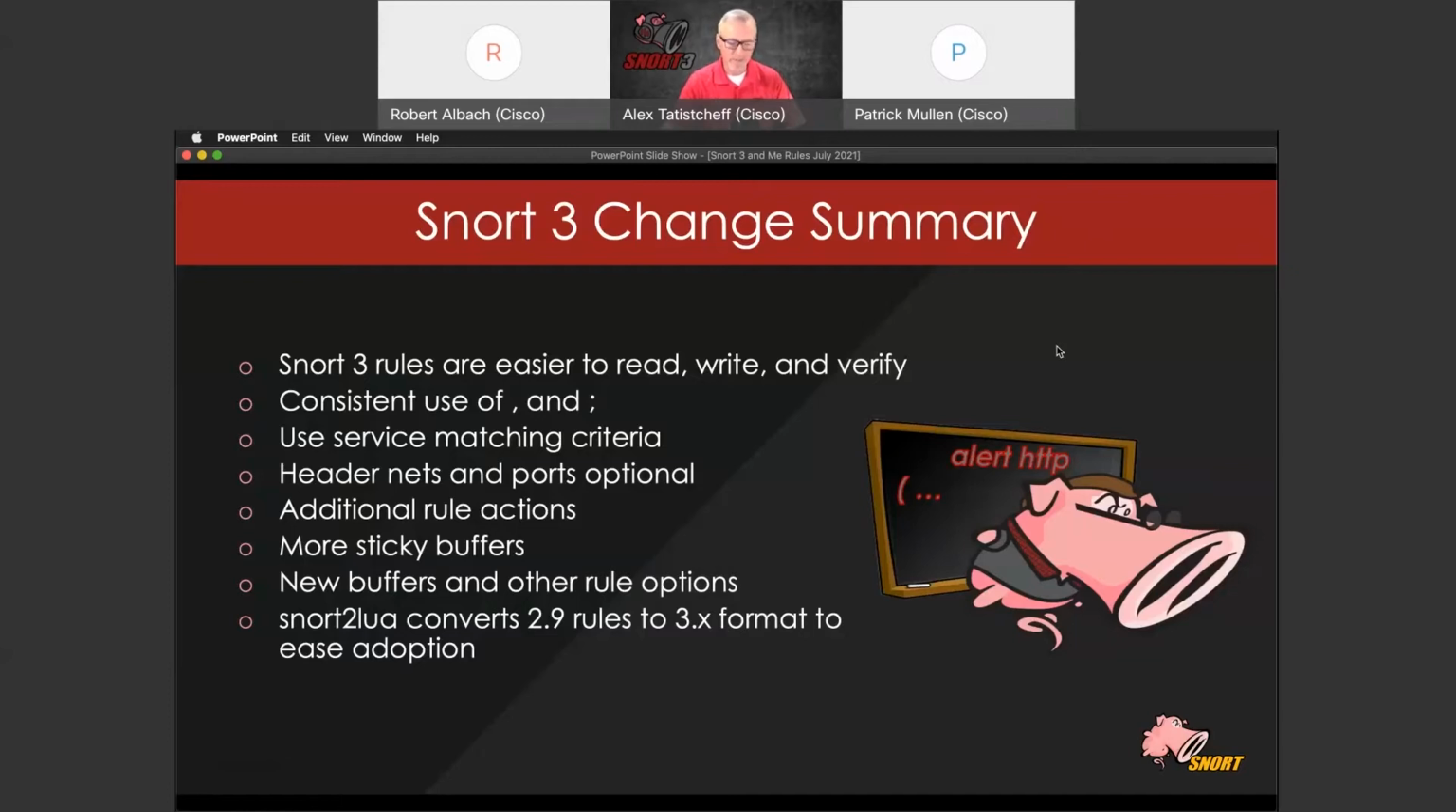There are also new buffers and other rule options. So not just more sticky buffers, there are actually new buffers you can look in, and we'll talk about that. And of course, Snort to Lua, I mentioned that already. That will convert your 2.9 rules to the 3x format to ease adoption. So if you have a Snort 2 rule set you've created, you just run it through Snort to Lua. For the most part, and I'm not going to get into nuances where it doesn't work perfectly, because it works for the most part almost 100% of the time, it will convert your rules over to Snort 3 and they'll just work.